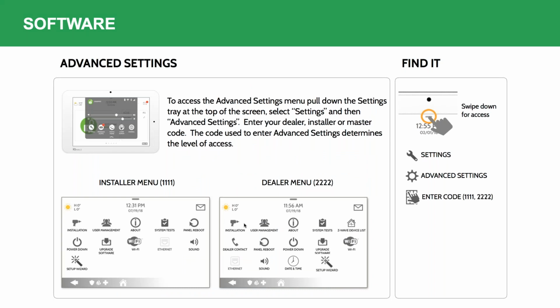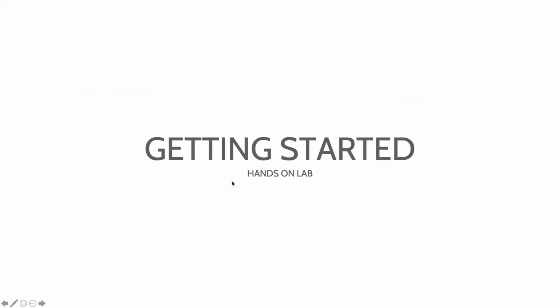Now there's two ways to get into programming. There's actually three ways to get into programming, but two that we're going to talk about today. There's the installer code, which the default is 1111, and there's the dealer code, which the default is 2222. The dealer code has a little bit higher level of access than the installer code. You can also get into programming, I mentioned a third way, with the master code, which is 1234, but that's going to have a little bit more limited access. So those are the ways that you get into programming.